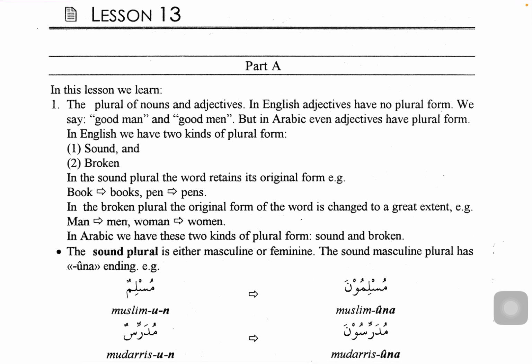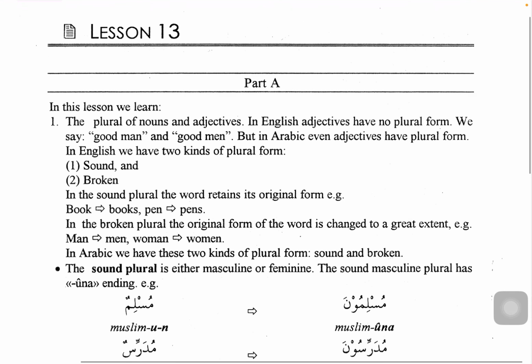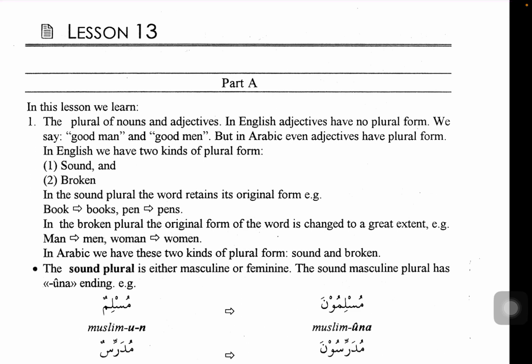Now, as I mentioned to you several times before, you should keep this key handy and keep it by your bed on the bedside table and read it often, read half a page or one page daily if possible. Let's explore this key. In this lesson, we learn, number one, the plural of nouns and adjectives. In English, adjectives have no plural form. We say good man and good men. But in Arabic, even adjectives have plural form.